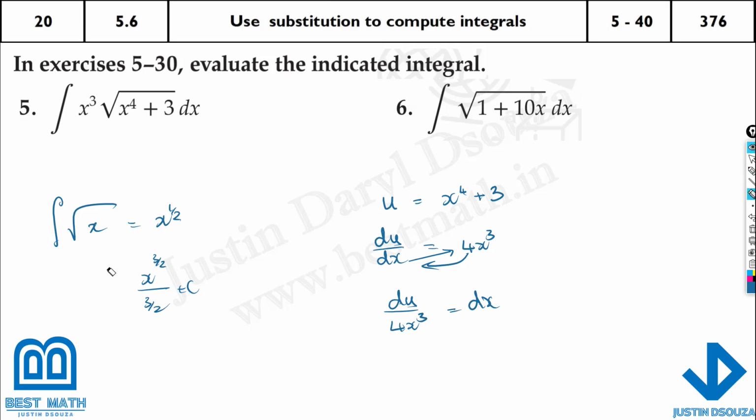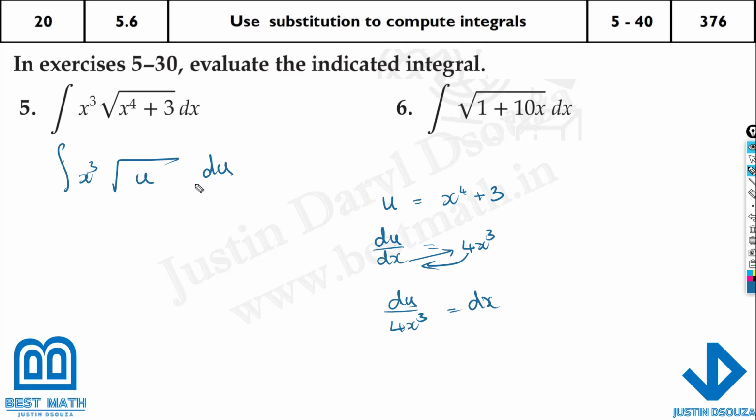Now, for the given equation, we will substitute whatever we have assumed. We have assumed u to be whatever is inside the square root, so that becomes u. X cubed, there's nothing, so let us leave it like that. What is dx? Dx is du divided by 4x power 3. Now simplify. This is gone, x cube gone. And integral square root u, this 1/4, I'll take it outside. And what is remaining is du.